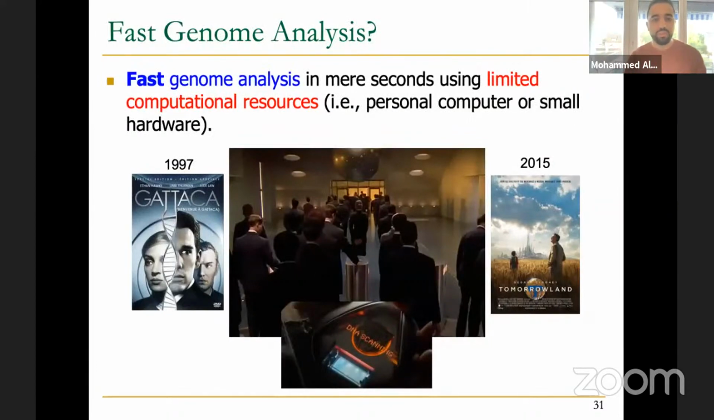So we want basically to have fast genome analysis in about seconds. And we want to do this using limited computational resources. As I said, it's really important to use portable devices rather than cloud, clusters, or big machines to do the analysis. I think most of you watched these two movies, so you can get an idea of what portable devices look like. It can be a smartwatch or anything that can do the genomic analysis really quickly.